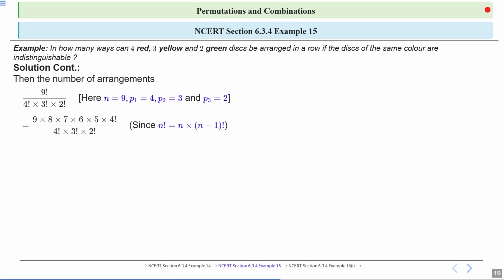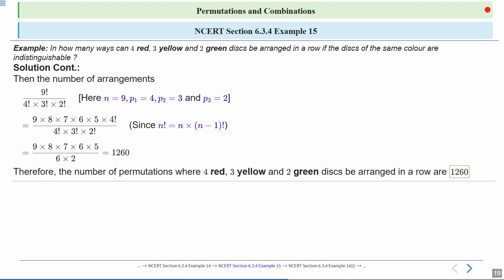This is equal to 9 into 8 into 7 into 6 into 5 into 4 factorial upon 4 factorial into 3 factorial into 2 factorial. This is equal to 9 into 8 into 7 into 6 into 5 upon 6 into 2. This is equal to 1260. Therefore, the number of permutations where 4 red, 3 yellow, and 2 green discs are arranged in a row is 1260. I hope this example is clear to all of you.